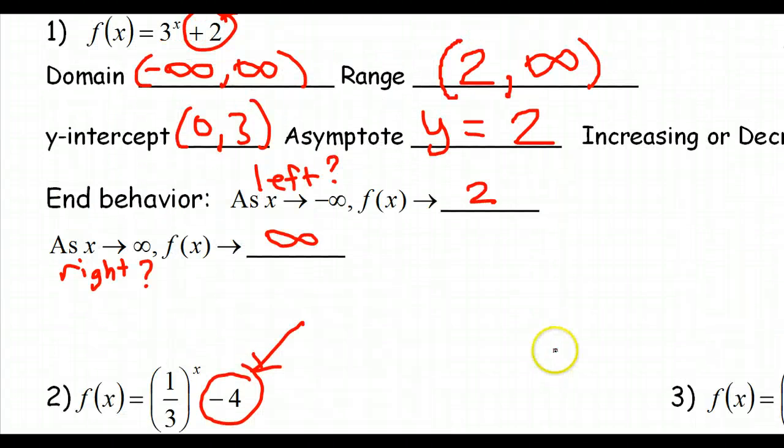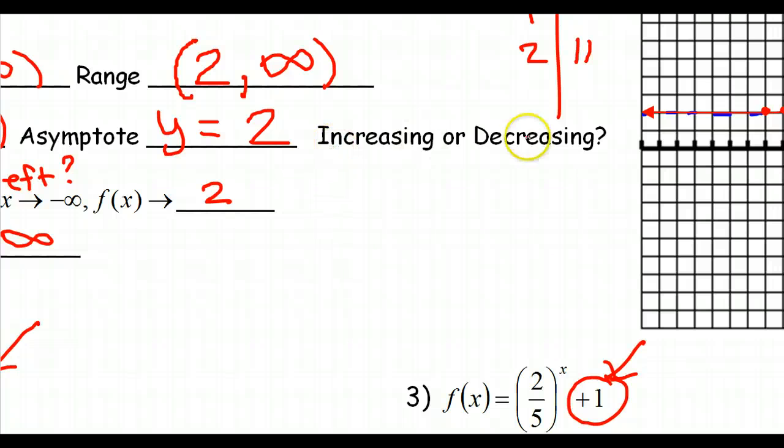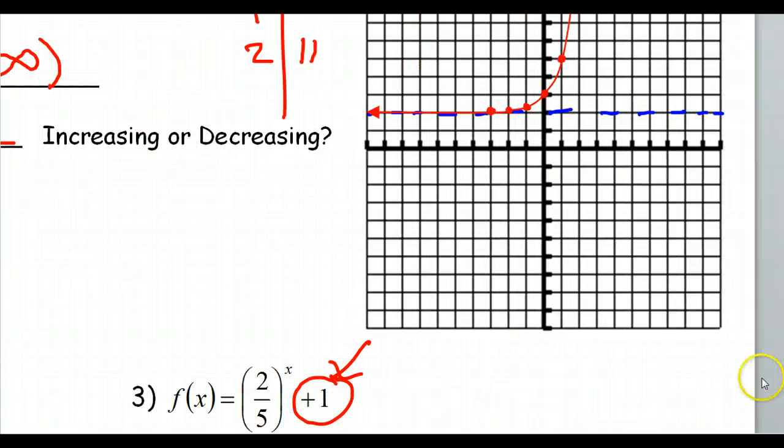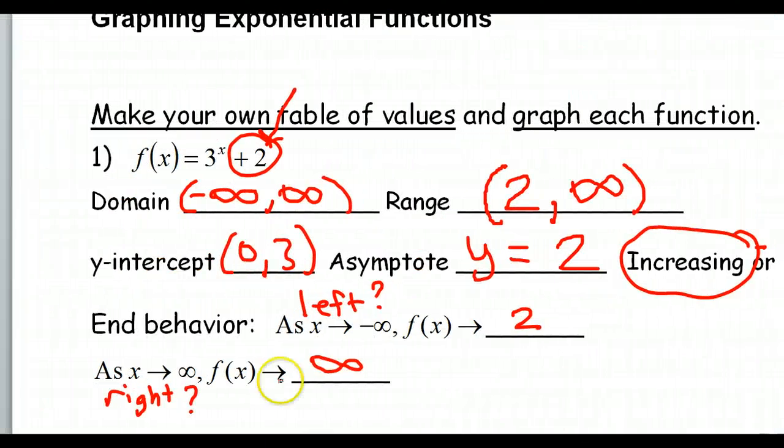Okay, that's it for, oh wait, increasing or decreasing. Always answer this question from left to right. So from left to right, you can see this graph is always, always, always increasing. We'll just circle that. All right, let's move on to number 2.